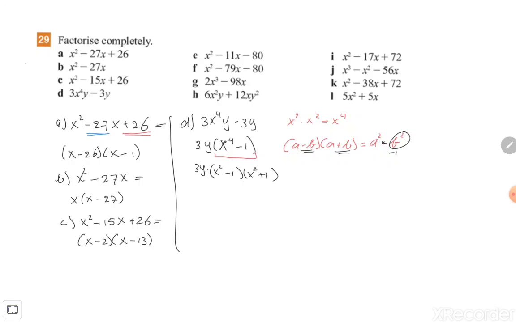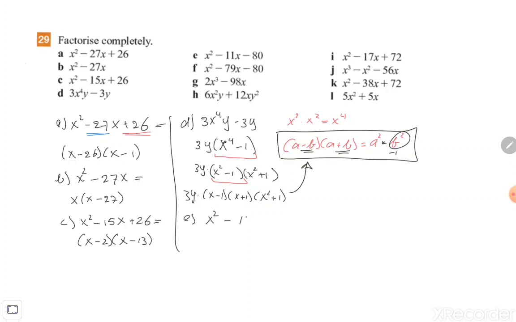And then we can go on with this part, because x squared minus 1, that one, we can go on with 3y multiplying with x minus 1 and x plus 1, and then multiplying with x squared plus 1. And that's the answer. So in this exercise you need to know something about the remarkable product. This is a difficult one. Alright, let's go on with exercise E.